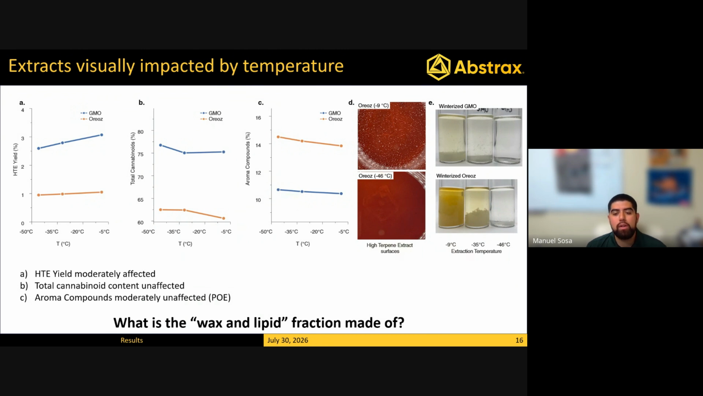But one thing you did notice from the product, especially in figure D, when looking at the oil itself, at the top of figure D, at the hottest temperature of negative 9 degrees Celsius, you see all these little white specks.